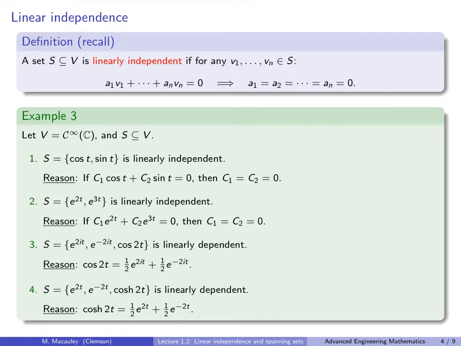Notice that the formulas for cosine and cosh are very similar, and that is because, in general, if I take cosh of i times, say, theta, that is equal to cosine of theta. So this is how cosh and cosine are related.